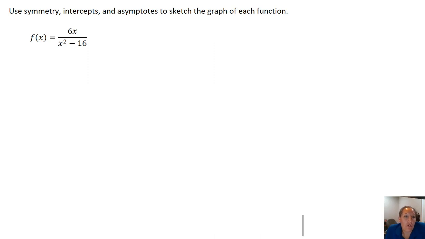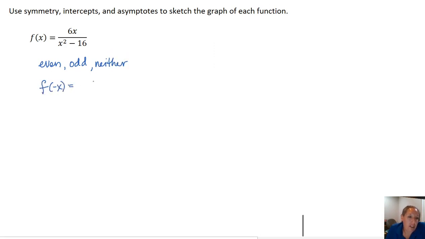First thing that we're going to look for is symmetry. Remember, symmetry means we are determining whether our function is even, odd, or neither. You can do that by plugging in a negative x and determining whether that function is going to be exactly the same, exactly opposite, or neither, compared to our original function.